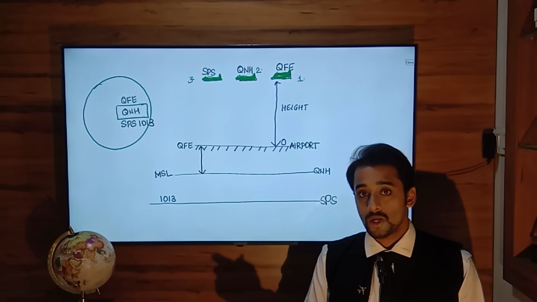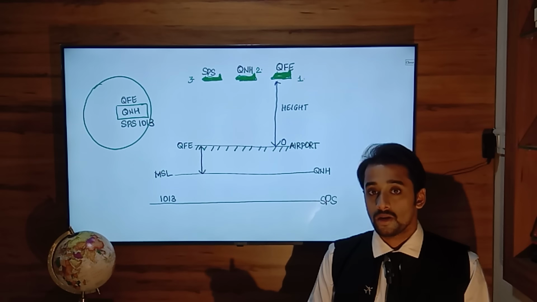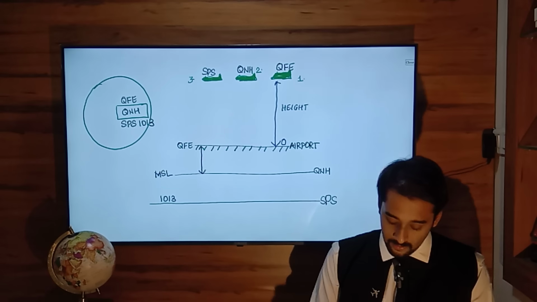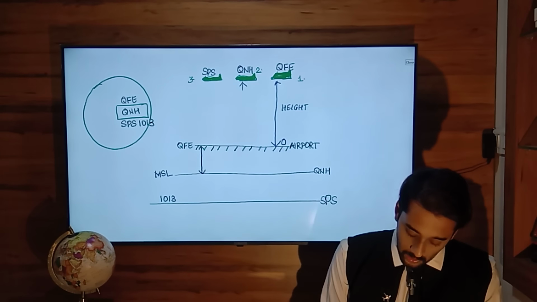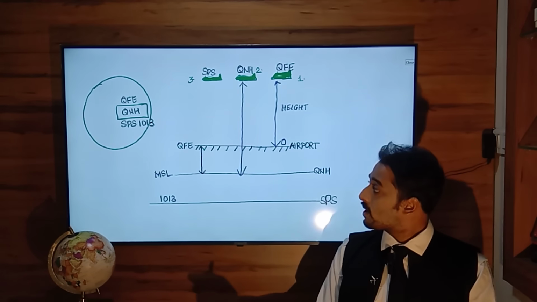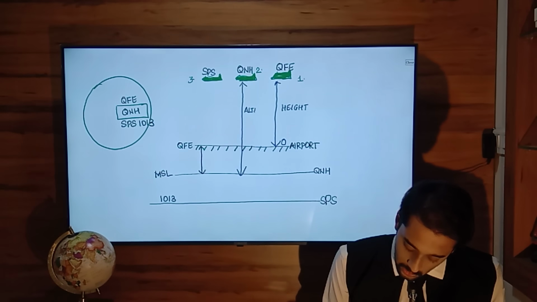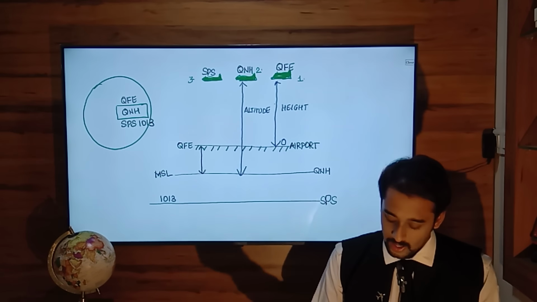Vertical distance based on QFE is called height. Next we have aircraft 2 based on QNH, which has the QNH setting in it. Now the vertical distance indicated by this altimeter will start from the QNH pressure datum, or mean sea level. We call it altitude.